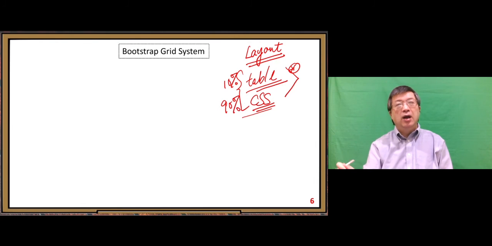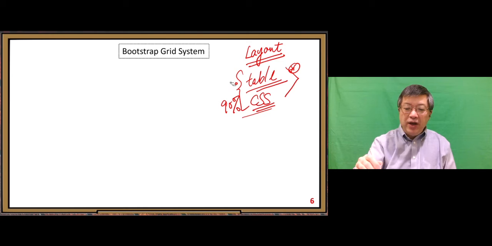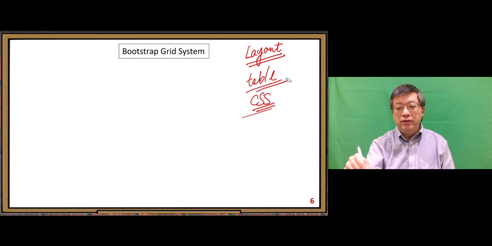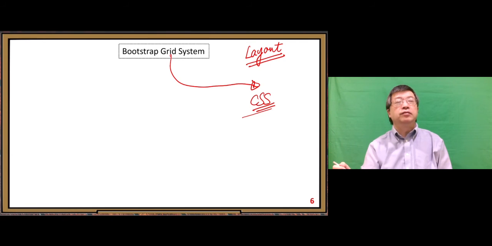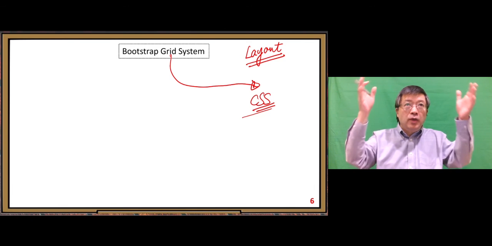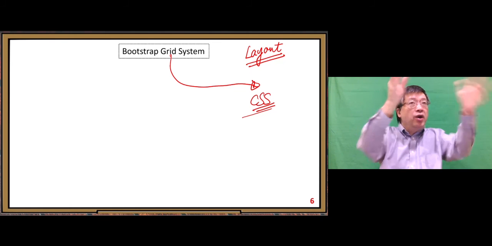All right, so now we have something really nice to help us avoid using tables. Now, the Bootstrap grid system. If you have the Bootstrap grid system, then you can arrange your GUI components using the grid system.